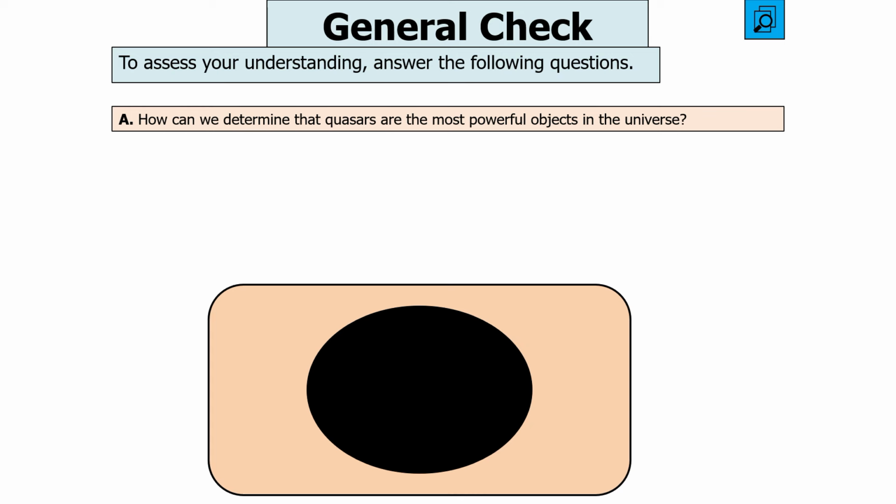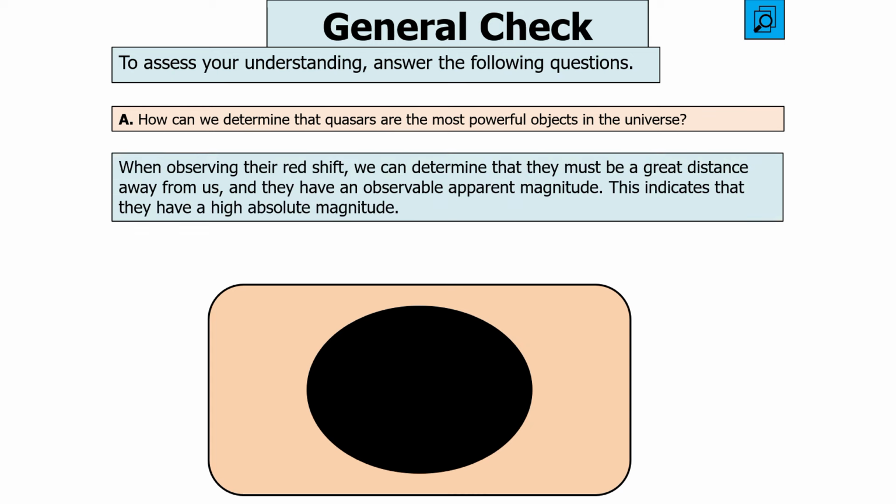How can we determine that quasars are the most powerful objects in the universe? When observing their redshift, we can determine that they must be a great distance away from us, and they must have a highly observable apparent magnitude. This indicates they have a high absolute magnitude.